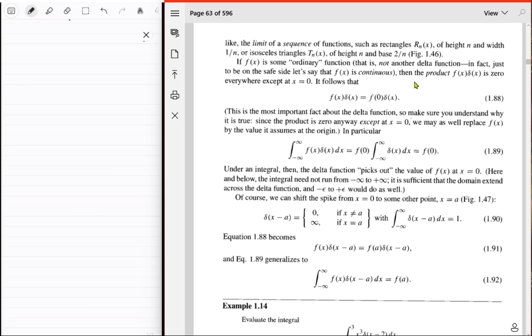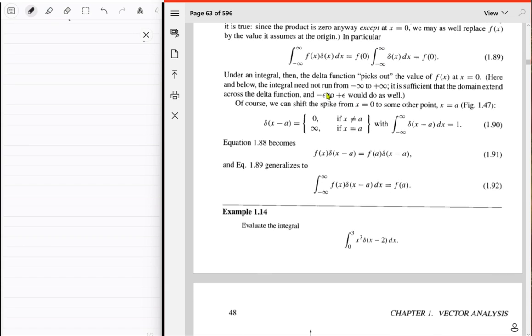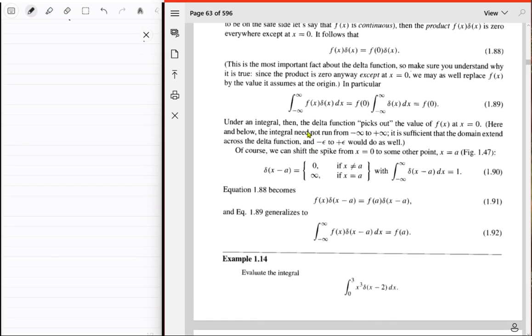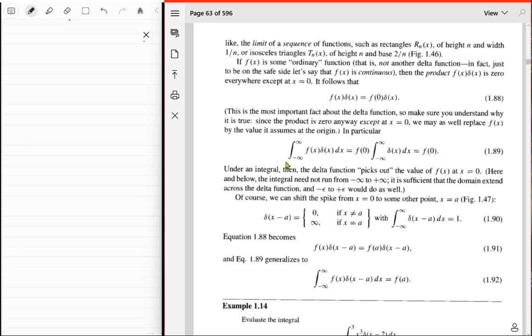Okay, in fact, just to be on the safe side, let's say that f of x is continuous, then the product f of x del x is 0 everywhere except at x equal to 0. It follows that this thing, okay, whatever. So the most important fact about the delta function, you should understand why it's true. Okay, so this is an important fact. Okay, guys, starting to understand what's going on.